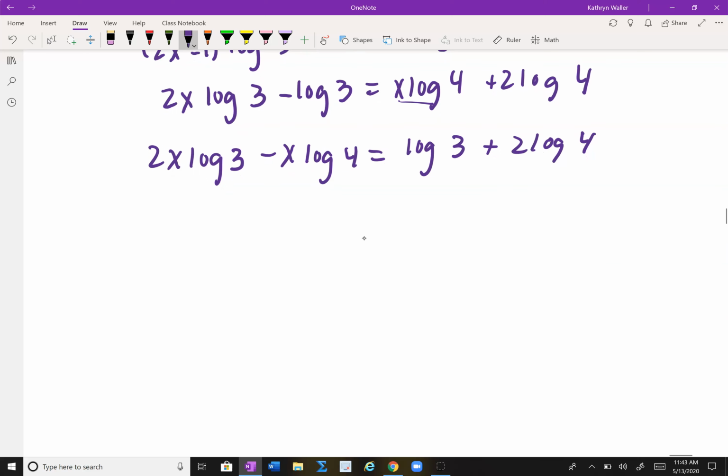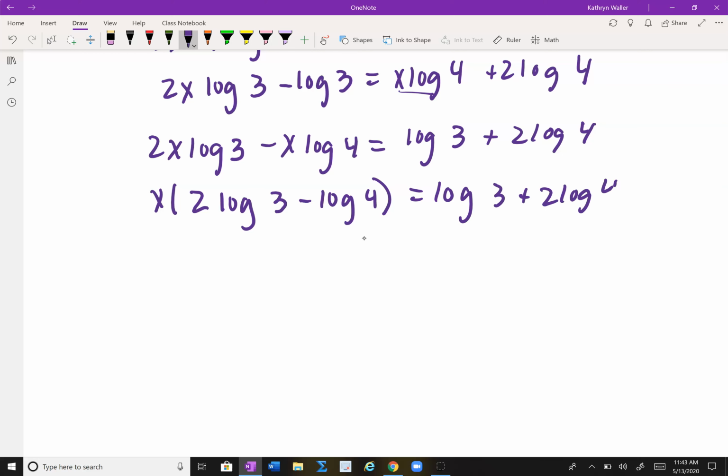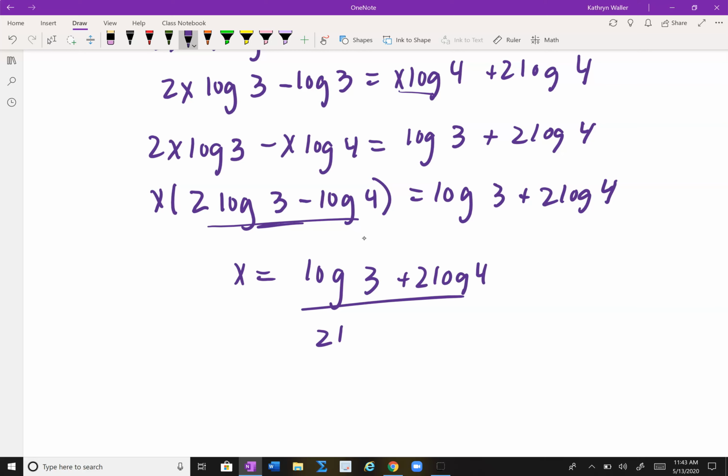I'm trying to solve for x. I can't add these two logs together, so I'm going to factor out an x, and I'm left with 2 log 3 minus log 4 equals log 3 plus 2 log 4. To get the x alone, I have to divide by this factor right here. So it's log 3 plus 2 log 4 divided by 2 log 3 minus log 4.